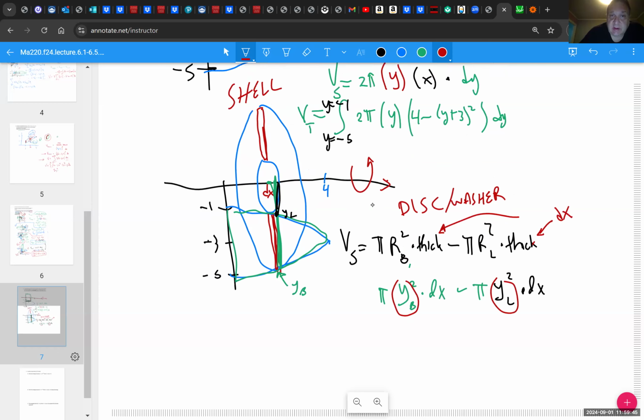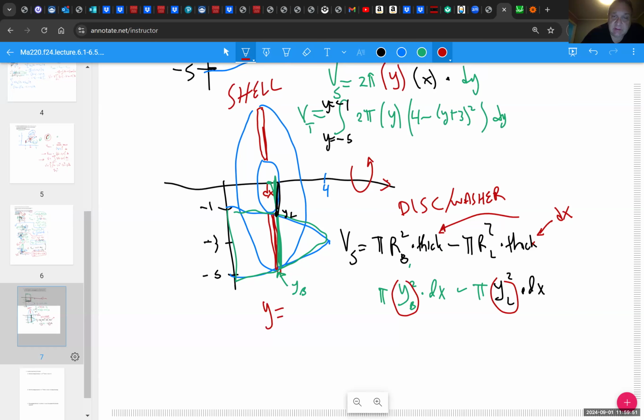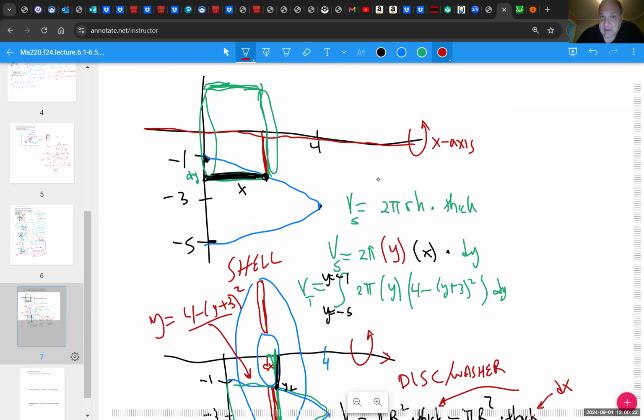Well, if we look at our thing, the big y function is this 4 minus y plus 3 squared. And what is this top one? Well, that's actually the same formula. y equals 4 minus y plus 3 squared. So something's funny going on here because they're clearly not the same y distance. This one's bigger. This is the smaller one. They can't be equal if one's bigger and one's smaller. So what's going on here, right? Why is this happening the way it's happening?